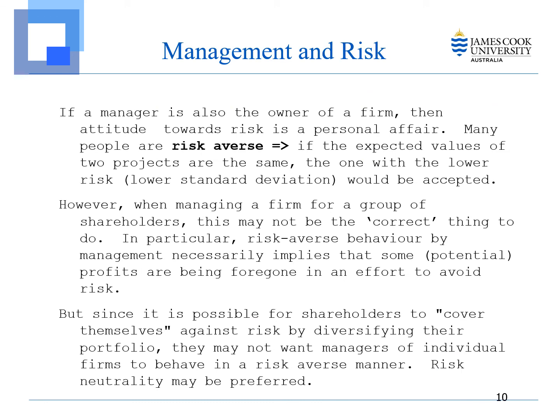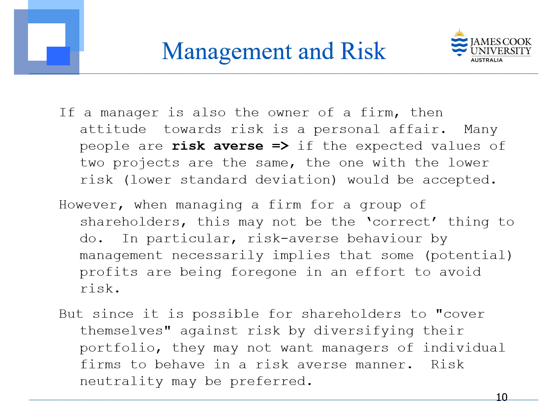So if a manager is also the owner of a firm, then attitude towards risk is actually a personal affair, and many people are risk averse. So if the expected values of two projects are the same, the one with the lower risk, lower standard deviation, will be accepted. In our grazing camel versus planting rice case, if the manager is risk averse, he will choose planting rice because the risk there is $2 million rather than grazing camel's $20 million.